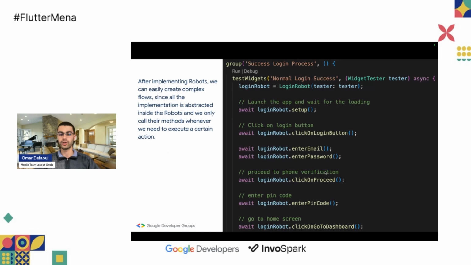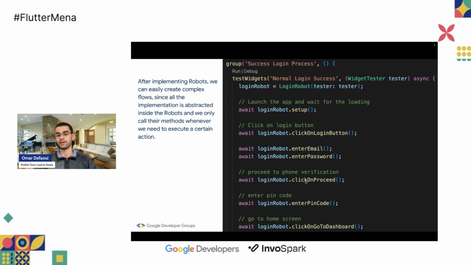And when we go to the test, we will just call these functions directly. We create an instance of the login robot. We pass the tester, of course, because this is the instance that is responsible for interacting with our UI. And then we just call these functions directly. We say click on login button, enter email, enter password, and click on proceed.